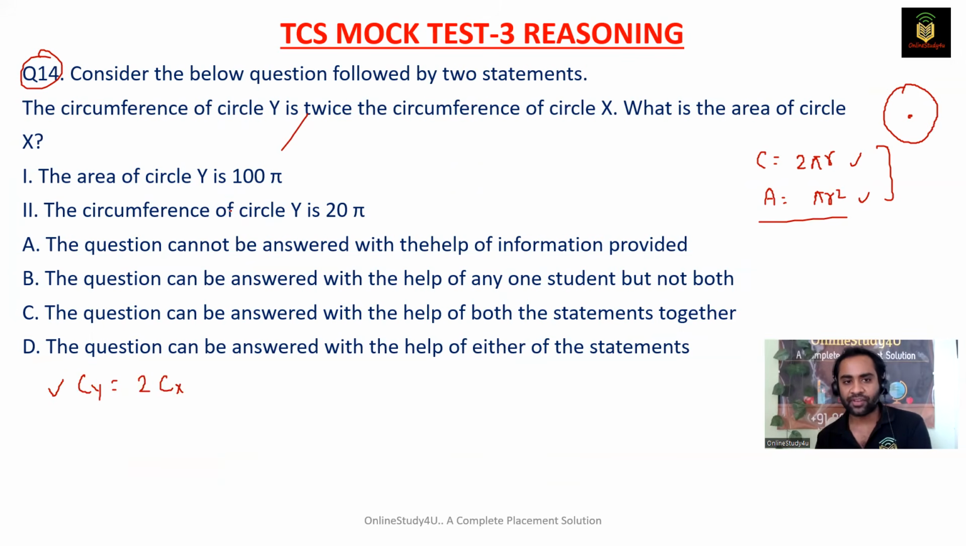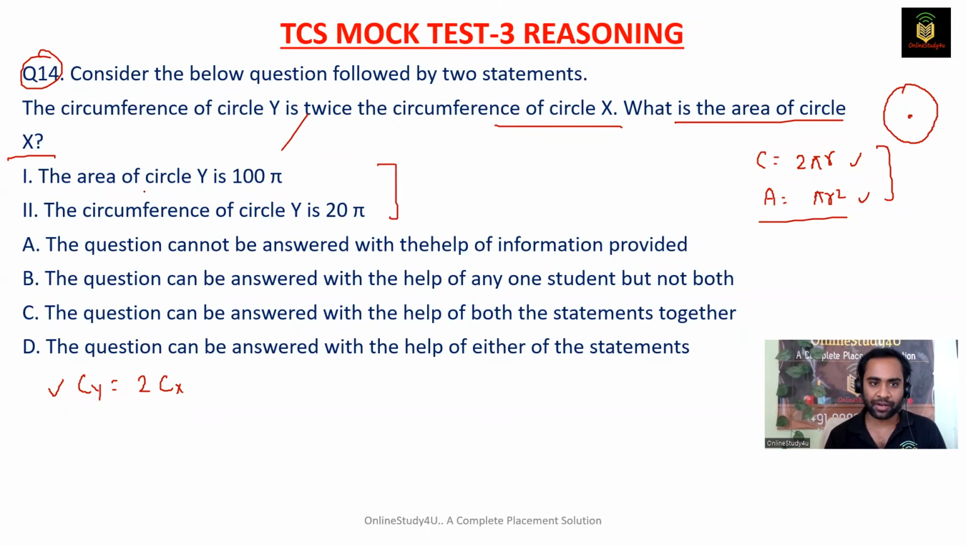The circumference of circle y is twice the circumference of circle x. What is the area of circle x? Okay, now you have been given two statements. Statement 1: the area of circle y is 100 pi. So what will be the area?